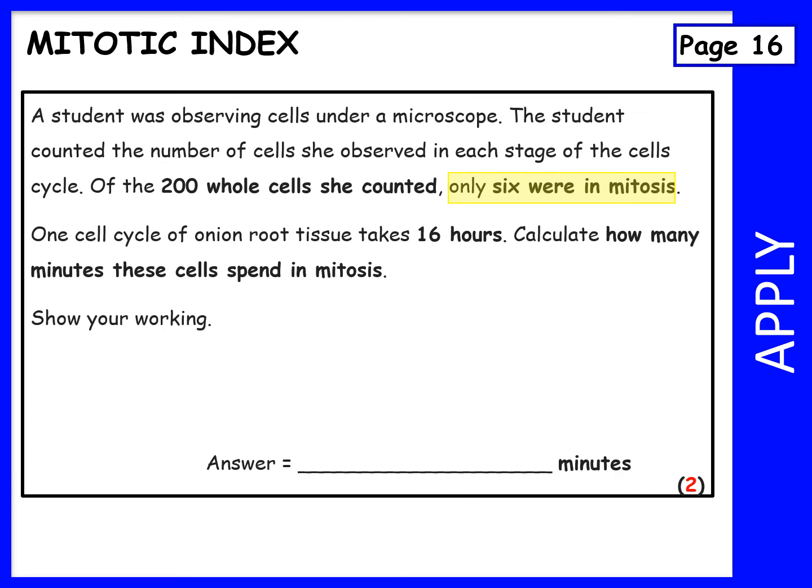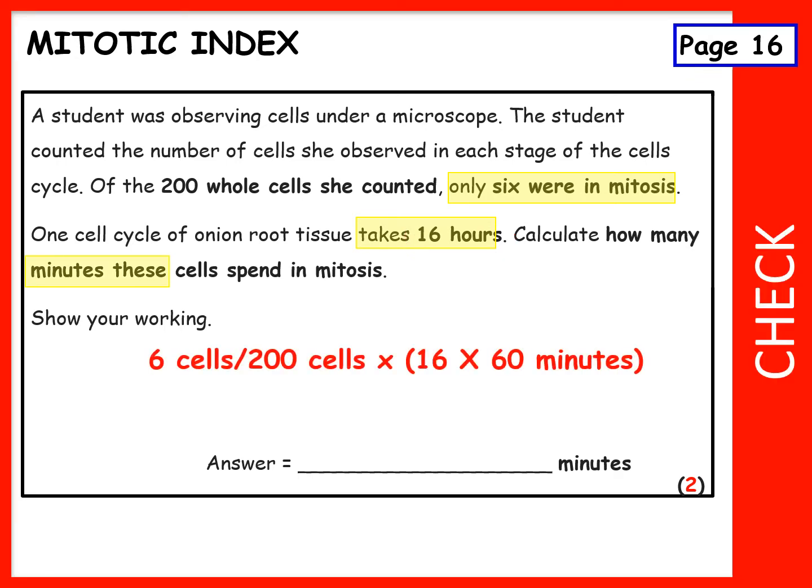So we're given hours, so obviously we want to convert hours into minutes. So 16 times 60. And then we can do our calculation. So 6 divided by 200 cells times the length of one cell cycle in minutes. So it's 16 hours times 60 minutes. And that's going to give us 28.8 minutes. And that's obviously our answer for 2 marks. Please always show your working out, because you will get credit for that.